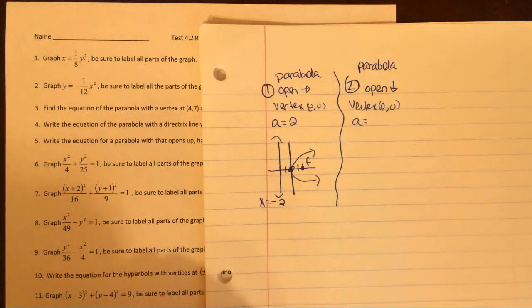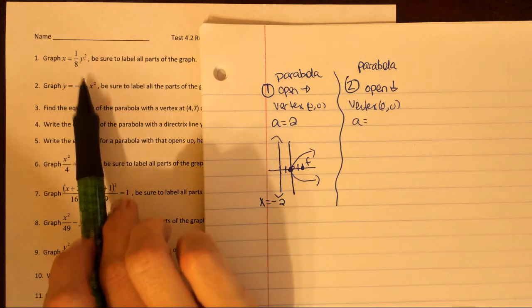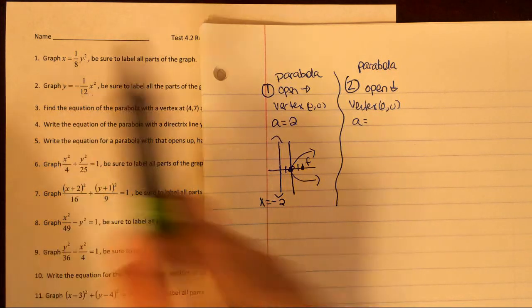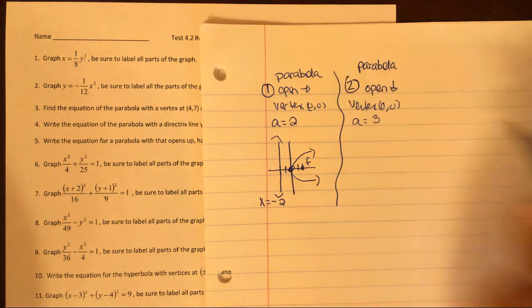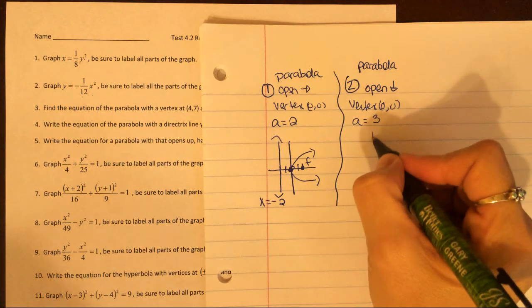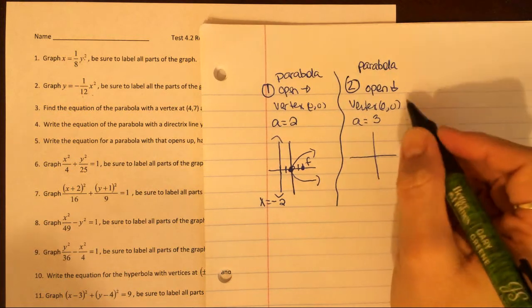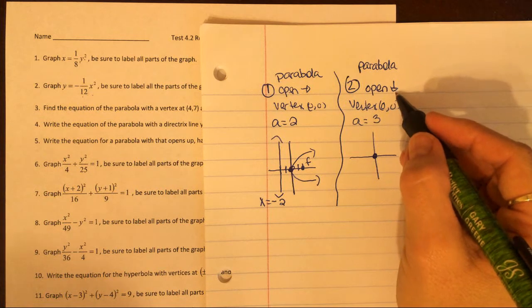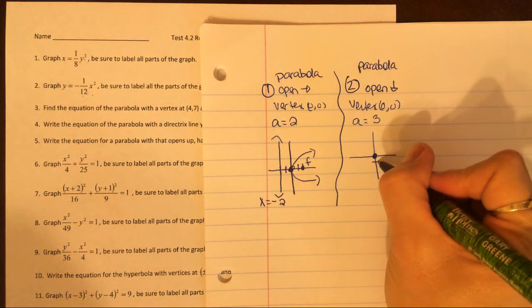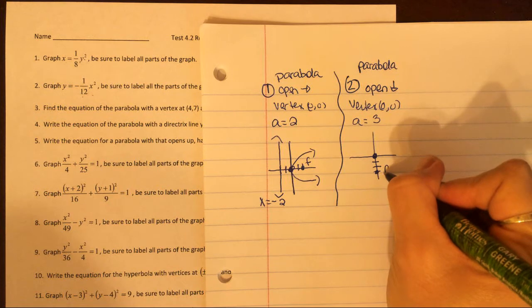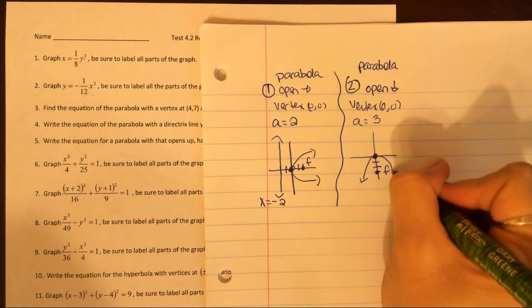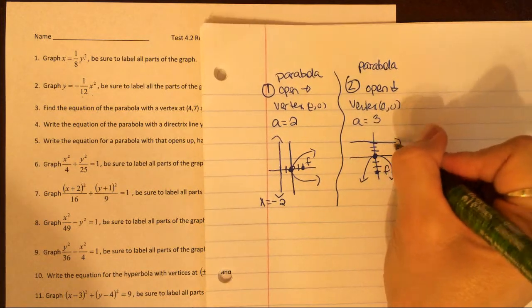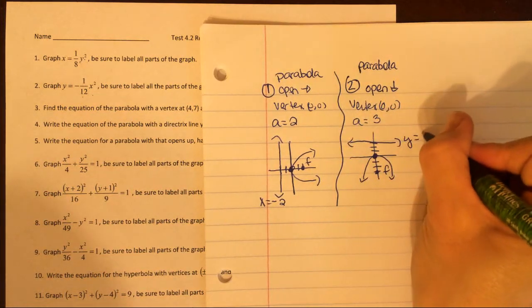And I need to go find my A. Remember, I said this fraction is always 1 over 4 times A. So 4 times A is 12. So A has to be 3, because 4 times 3 is 12. So we're going to go do our graph. We've got a vertex at 0, 0. Remember I said it's going to open down because we had that negative out front. So I'm going to go 1, 2, 3 down and label that my focus. And then I'm going to go 1, 2, 3 outside. I'm going to draw that line. The equation of that line is y equals 3.